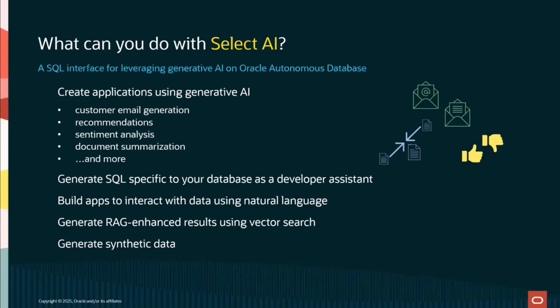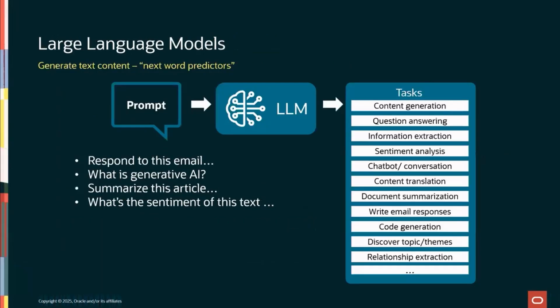And since Cloud World last September, Select AI expanded what's possible with support for retrieval augmented generation, commonly known as RAG, to work with unstructured data from knowledge bases and support generating data, synthetic data generation.